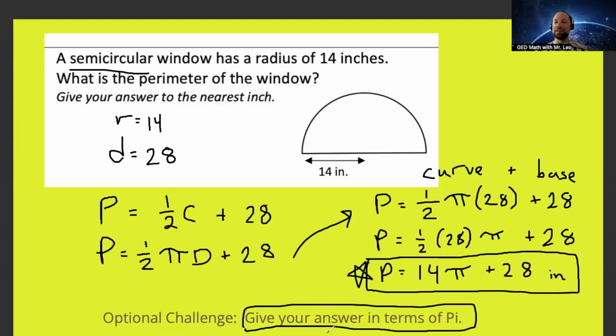Look how clean that is. I don't have any decimals. I didn't round anything off. The perimeter of this figure is 14 pi plus 28 inches. That's it. So clean, so nice in terms of pi.